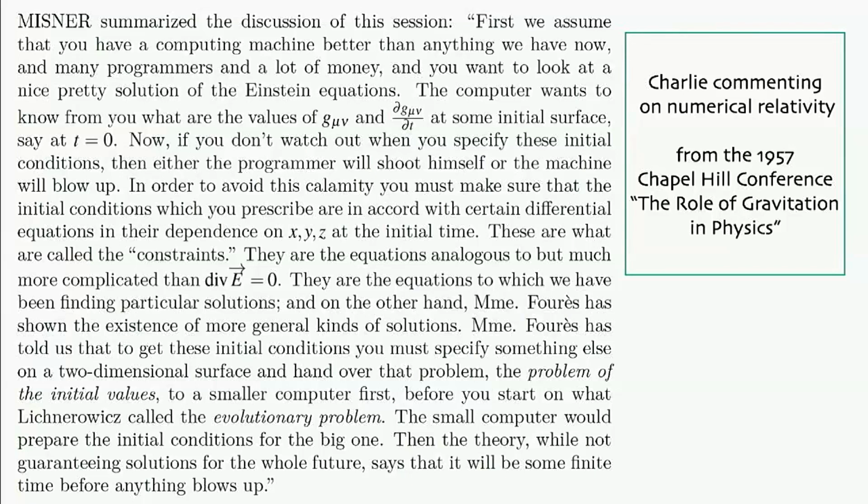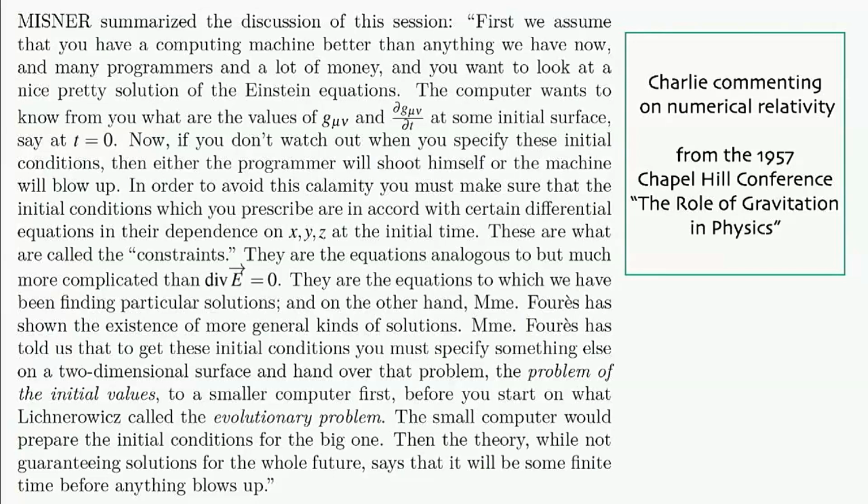The computer wants to know from you what are the values of the metric and its time derivative at some initial surface, say t equals 0. Now, if you don't watch out when you specify these initial conditions, then either the programmer will shoot himself or the machine will blow up. In order to avoid this calamity, you must make sure that the initial conditions which you prescribe are in accord with certain equations at the initial time. These are what are called the constraints. They're equations analogous to, but much more complicated than Maxwell's equation that says divergence of the electric field is 0. They're the equations to which we have been finding particular solutions, like his wormhole and the ones in the previous talk of this meeting.